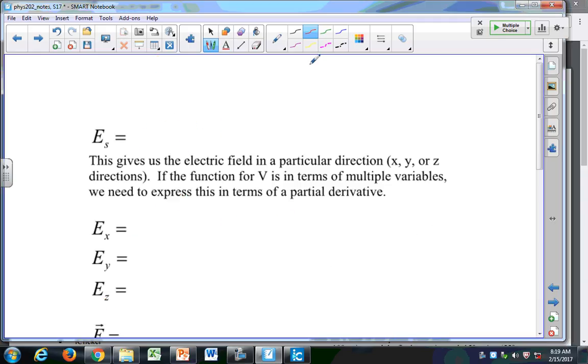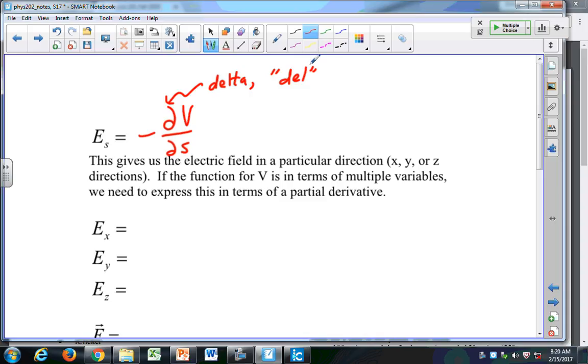So we get this general expression for E_s, the electric field in the direction s, which could be x, y, or z. It is equal to negative the derivative, del V del s. This is a funky lowercase Greek letter delta, but when we have this, we call it del. And this is called a partial derivative. It means that I have a function that depends on x, y, and z, but I'm only going to take the derivative with respect to one of the variables, either x, y, or z.